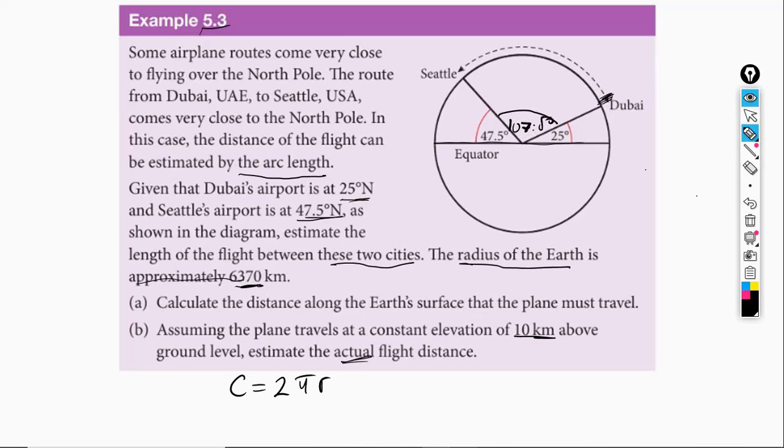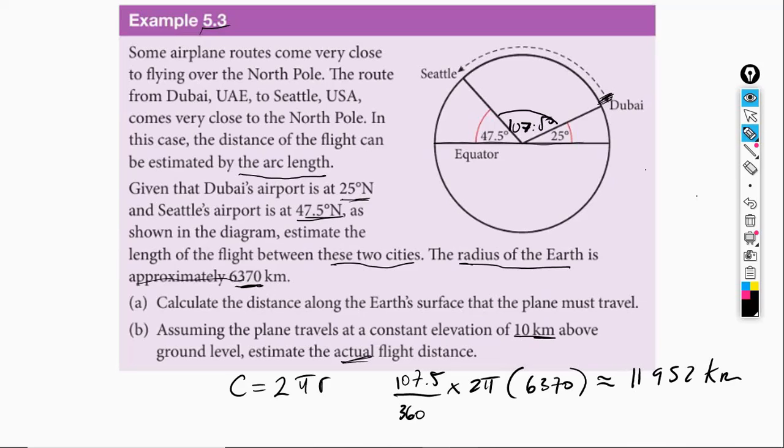And that would give us 107.5 degrees. So that means that we want to calculate 107.5 over 360 as a fraction of the total circumference. So this times 2 pi r. And r is going to be the radius of the Earth, which is approximately 6,370 kilometers. So let's plug this into the calculator, and we're going to see that it's going to give us approximately 11,952 kilometers. Okay, so that would be the answer to A, but how about the answer to B?